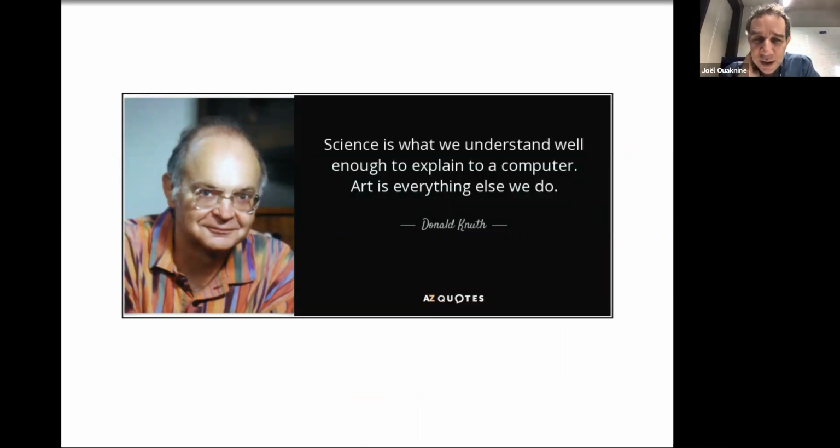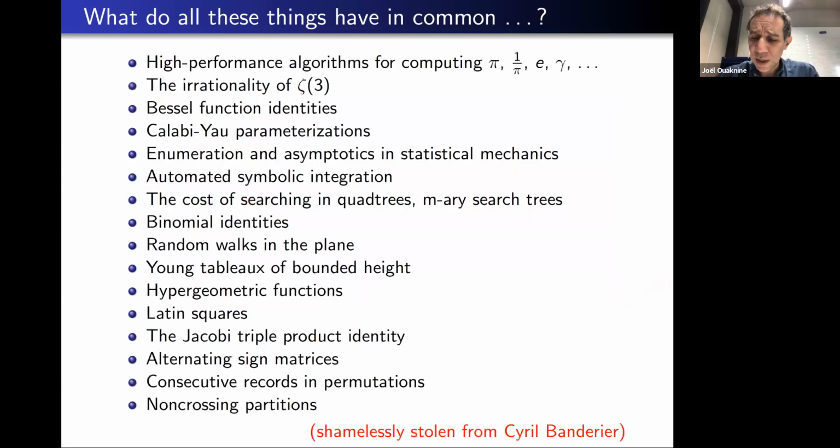Let me start with this quote of Don Knuth, which you may or may not agree with: science is what we understand well enough to explain to a computer. Art is everything else we do. I think this resonates with certain computer scientists developing algorithms, though certainly not everyone. As far as holonomic techniques are concerned, this quote gives the spirit of what we're trying to do.